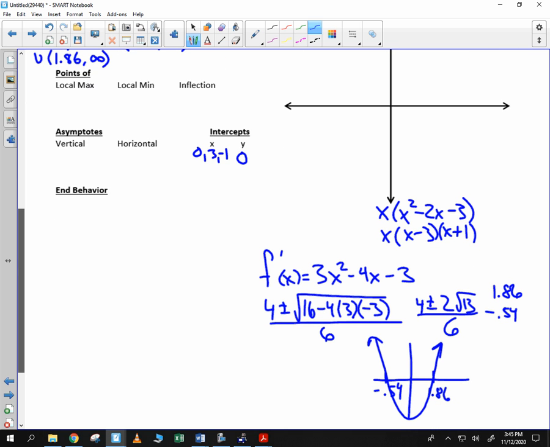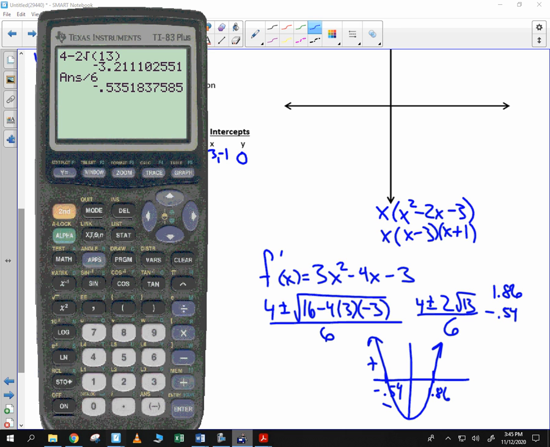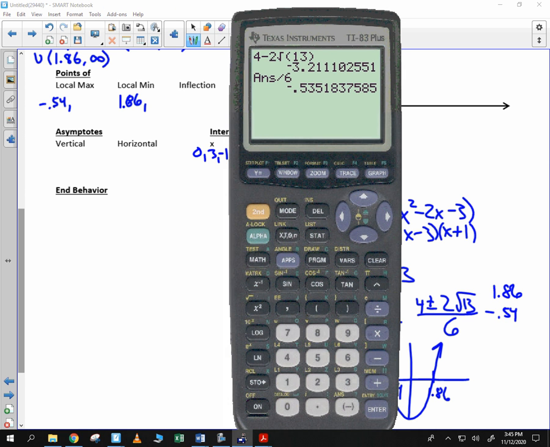A local max happens when it changes from positive to negative, and so that will happen at negative 0.54. A local min happens where it changes from negative to positive, at 1.86. So I'm going to go ahead and plug those into my calculator to come up with the y values, because those are coordinates.